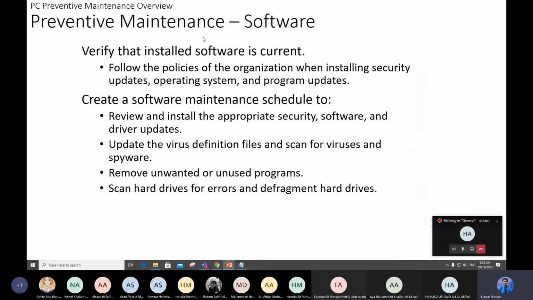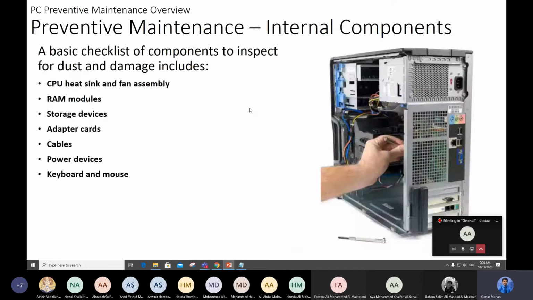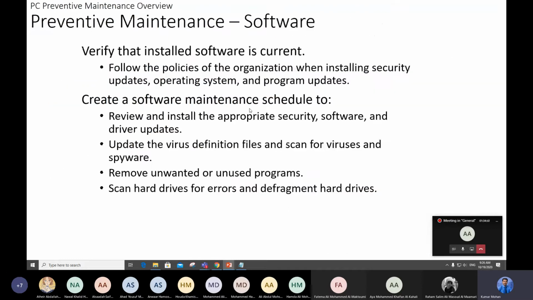We have some software preventive maintenance also, like updating your software, updating your operating system, removing unwanted programs, and installing what is needed. You are scanning your hard disk, and you include your antivirus. That is called preventive maintenance. You are doing it for both your hardware as well as your software.